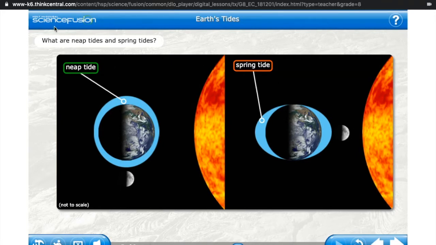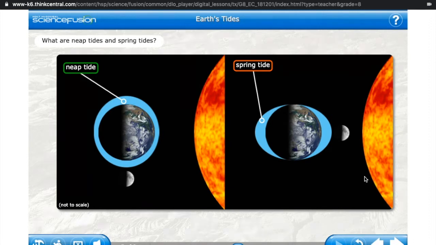And then with our spring tide, those also occur twice a month, when our sun, Earth, and moon are in a straight line. Spring tides are stronger than neap tides because you have the gravitational pulls of the sun and moon overlapping each other. Those occur at new and full moons, and they're much, much stronger than our neap tides.